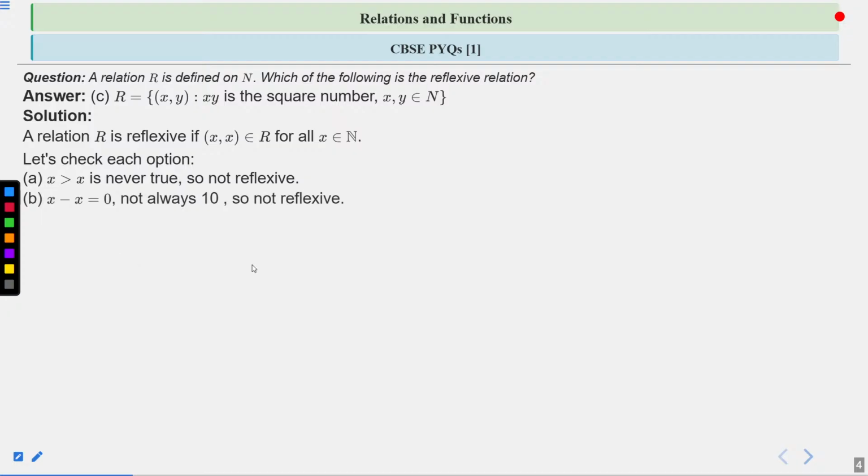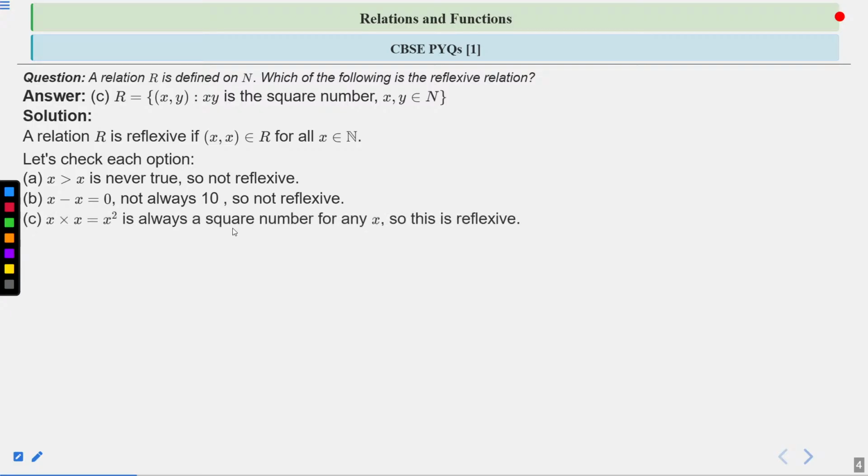Let us move to option B, which says that x minus y is 10. For reflexivity, (x, x) should be in the relation. Therefore, x minus x is equal to 0, which is not 10. Obviously, 0 is not equal to 10. So it is not reflexive. Option B is also wrong.